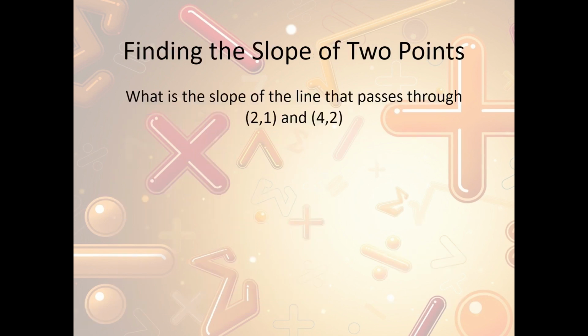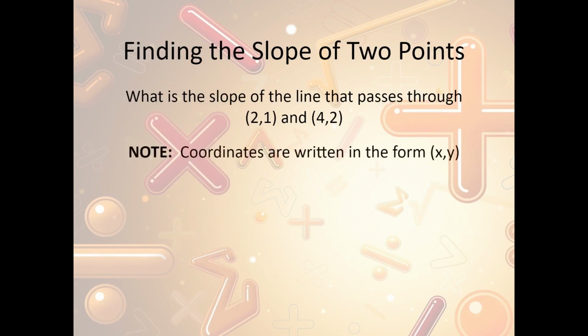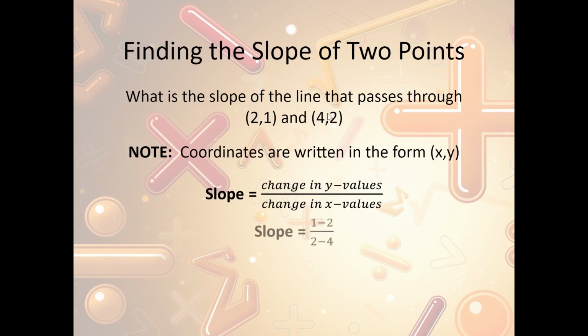Now, what if I'm given 2 points and asked to find the slope? Well, first thing we need to remember is that coordinates are written in the form x and y, right? So the x goes first and the y goes second. And that slope is the change in the y over the change in the x. So what we're going to do is take these points and subtract the y values and put that as my numerator, and subtract the x values and put that as my denominator. So when I do that, I get 1 minus 2. Those are my y's, so that's my change in y. And my change in x is 2 minus 4. So that's change in y over change in x.